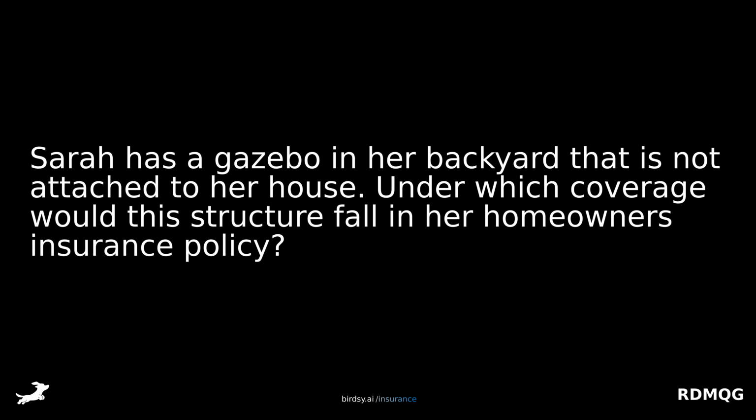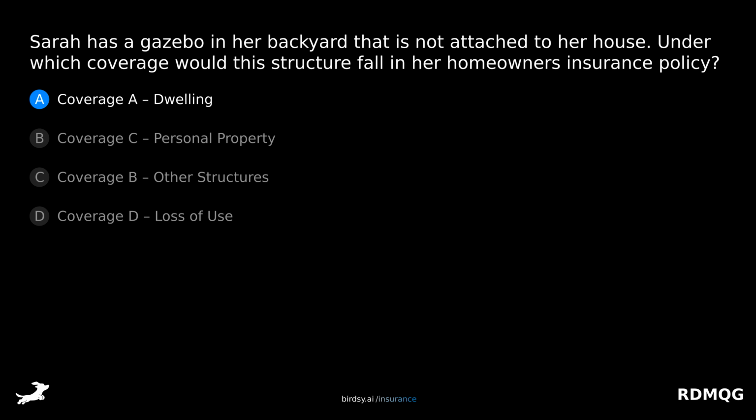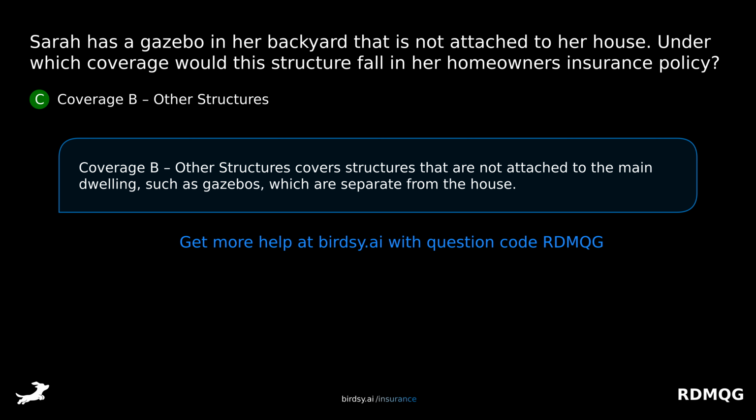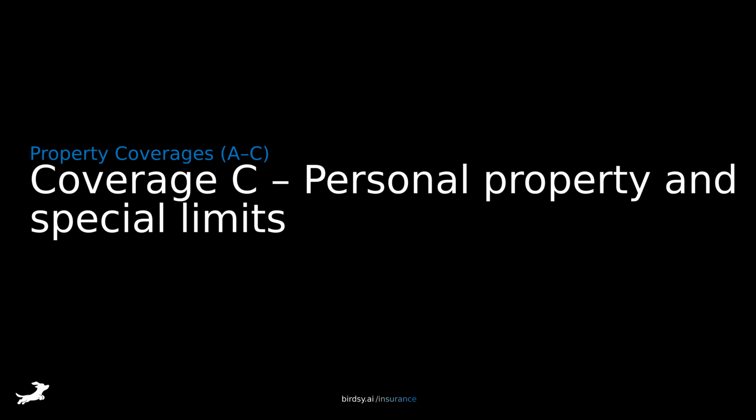Sarah has a gazebo in her backyard that is not attached to her house. Under which coverage would this structure fall in her homeowner's insurance policy? Is it A, Coverage A, dwelling, B, Coverage C, personal property, C, Coverage B, other structures, or D, Coverage D, loss of use? The answer is C, Coverage B, other structures. Coverage B, other structures, covers structures that are not attached to the main dwelling, such as gazebos, which are separate from the house.